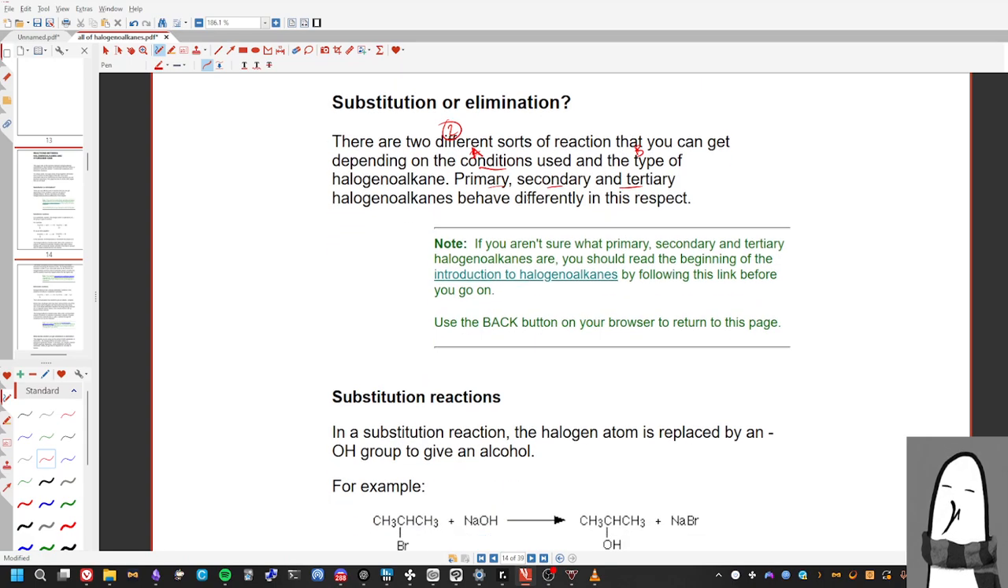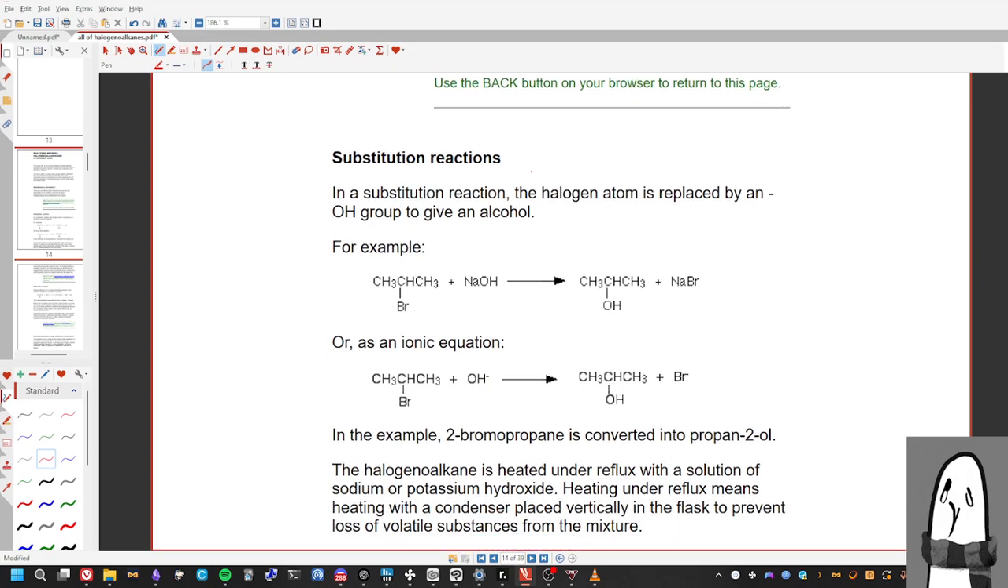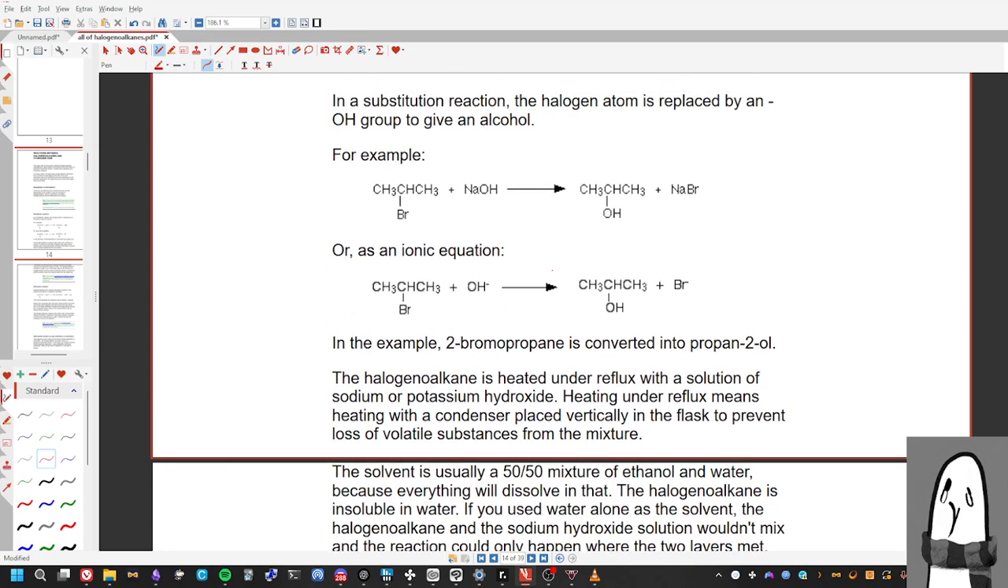Remember, when we first began learning about primary, secondary, and tertiary, we said that they would have different chemical properties. So different chemical reactions would happen due to those different properties. Substitution and elimination are the two types of reactions, right? So you can result in either a substitution or an elimination depending on the conditions and also on the type.